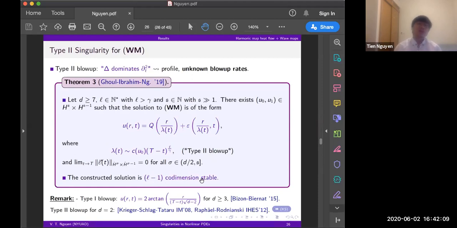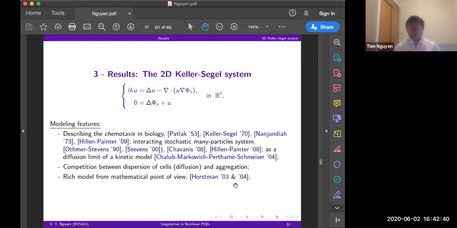And of course, you see that the two statements for the harmonic heat flow and wave map are very similar, but actually the proof is not really similar because we have a different structure. One is a parabolic equation, and one is a hyperbolic equation. I think I don't have much time to discuss the proof of the two theorems. But if I do have time, I will come back to the details of the proof. So let me move on to the Keller-Segel system that I'm very happy to tell you about.